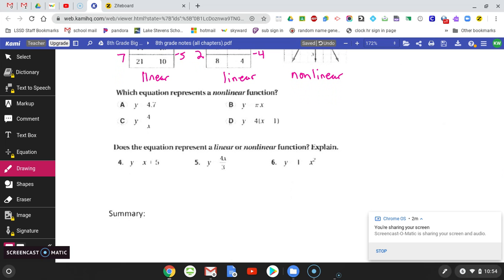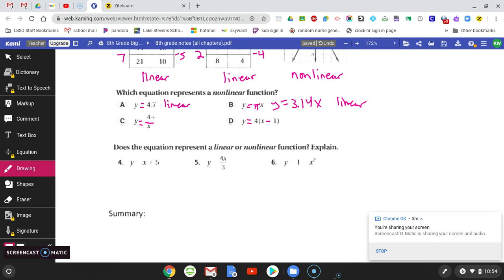Okay, so our next one, let's just see, this is y is equal to 4.7, y is equal to 4 over x, y is equal to pi x, and then y is equal to 4x minus 1. So determine whether each of these are linear or nonlinear. Well, if it's just y equals a number, we know that that is going to be a horizontal line, so we know that that is in fact linear. If I have y is equal to pi x, well, that's the same thing as having y is equal to 3.14 approximately x. So that one's going to be linear because we can see what our slope is.